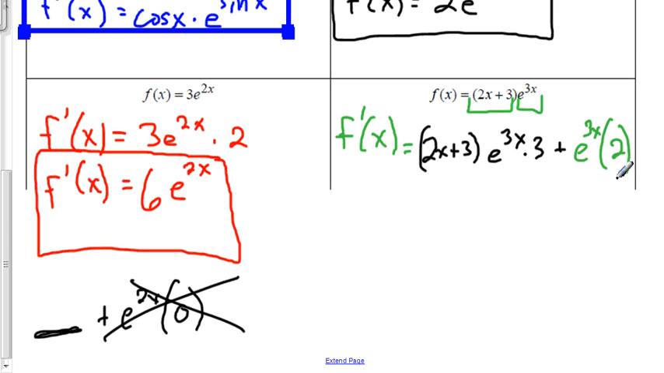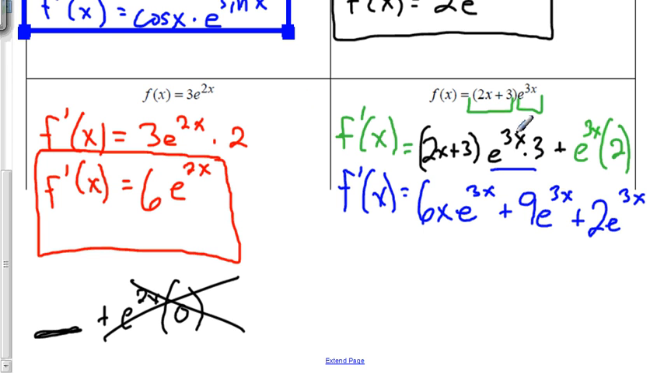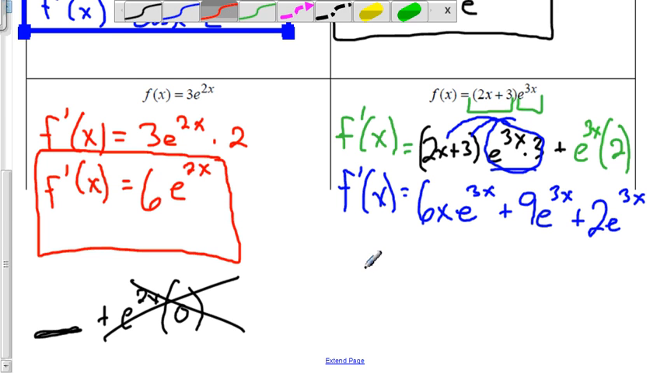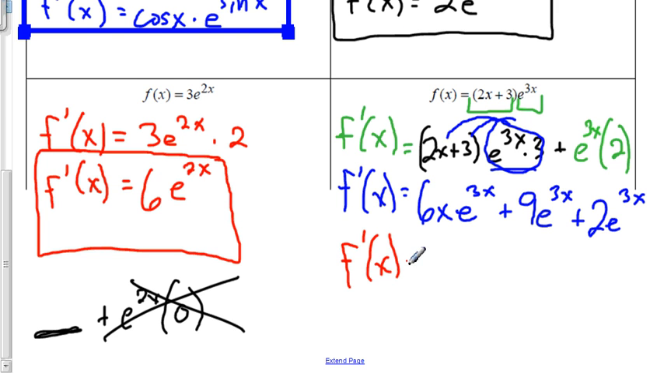So now let's first go and distribute. We have this 3e to the 3x that we have to distribute to each of these terms. 3e to the 3x times 2x is 6x e to the 3x, and then 3e to the 3x times 3 is 9e to the 3x. Now I see that I can combine some like terms, and I'm actually going to put the ones that don't have the x in there first. So 9e to the 3x plus 2e to the 3x is 11e to the 3x, plus 6x e to the 3x. And that's my final answer. Those cannot be combined.